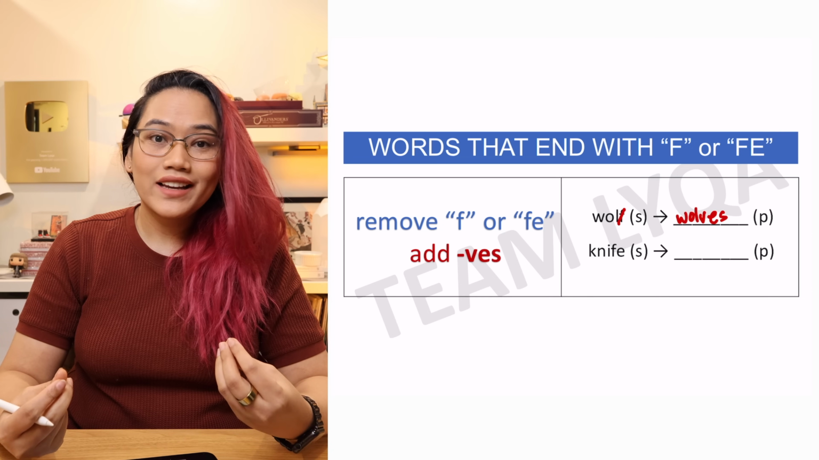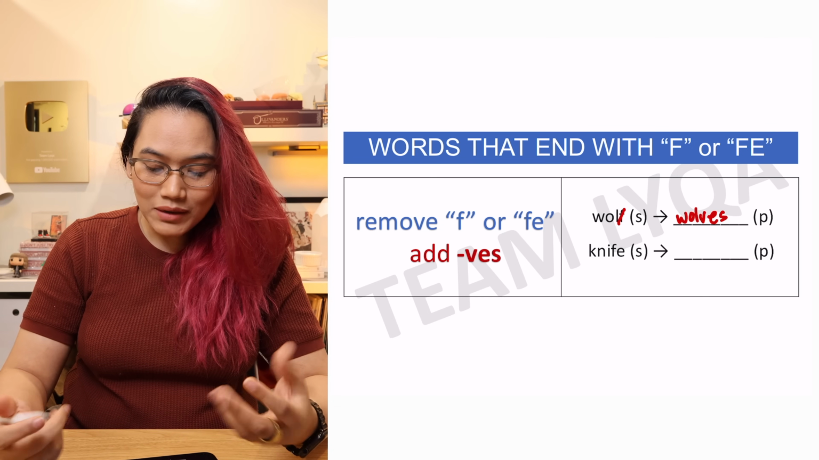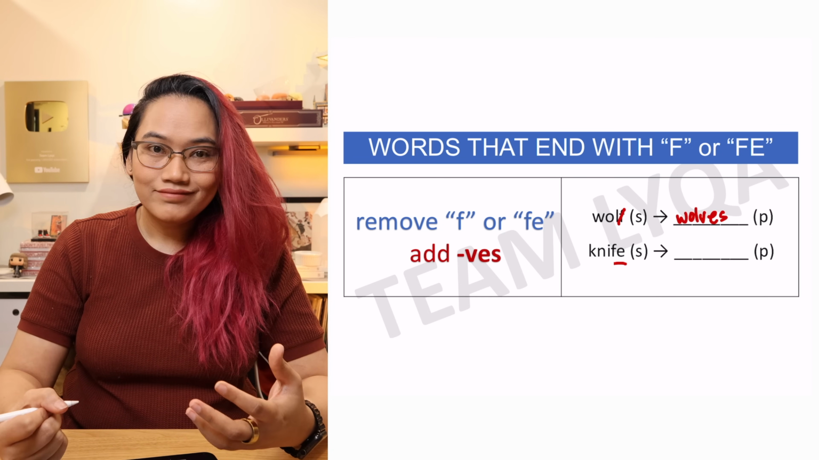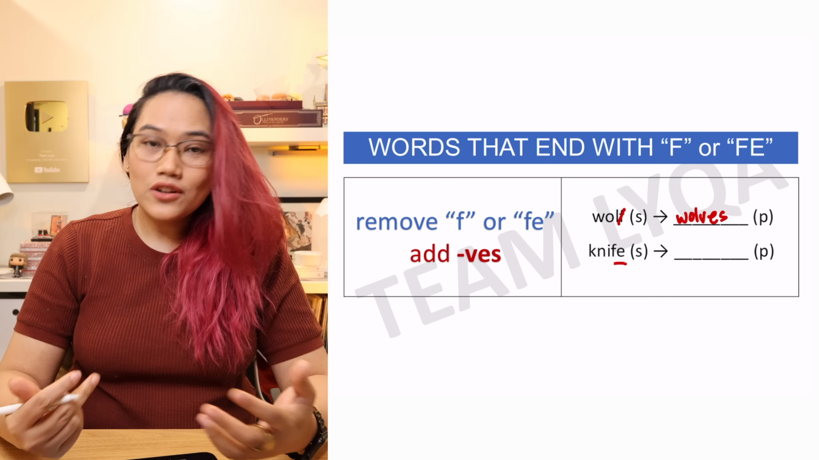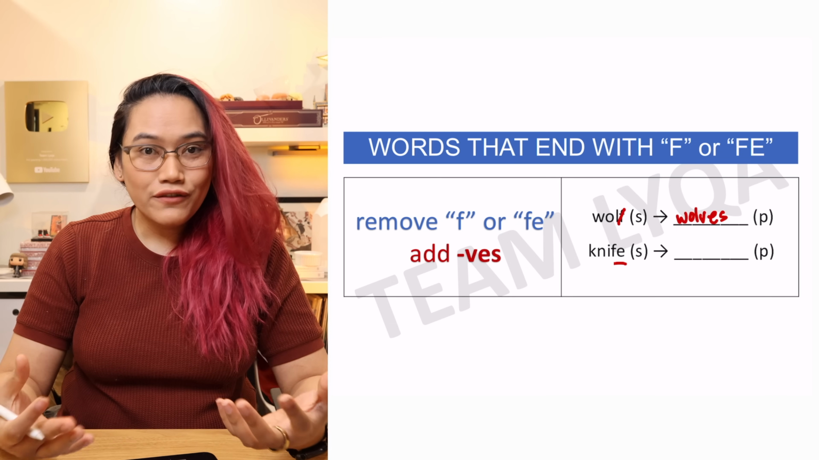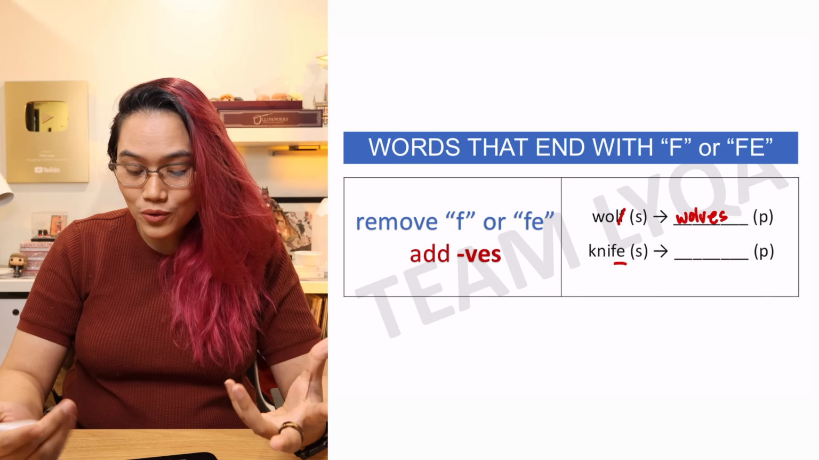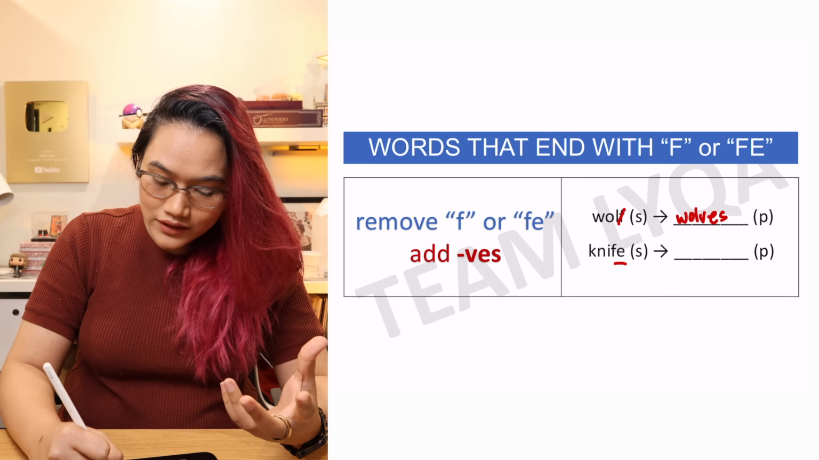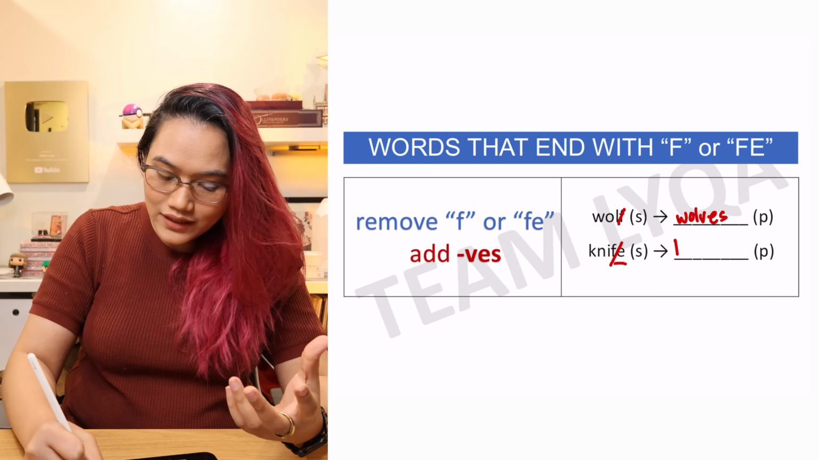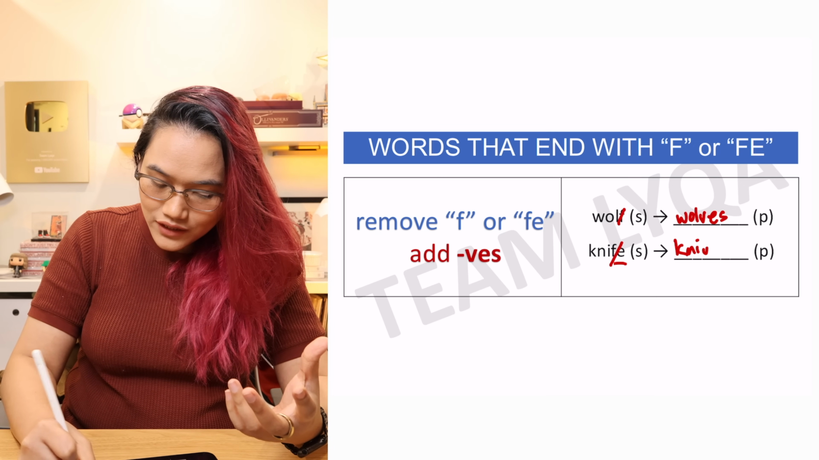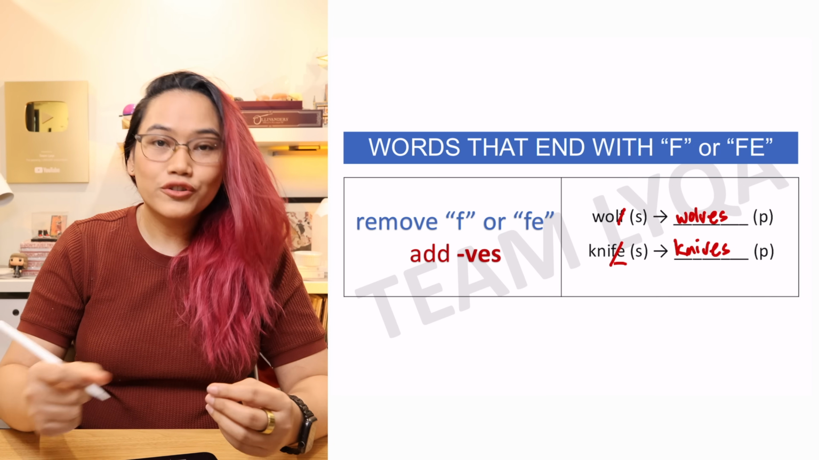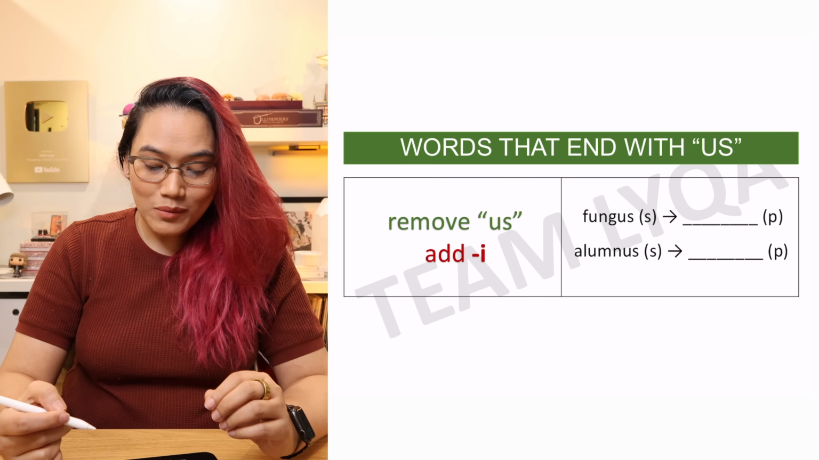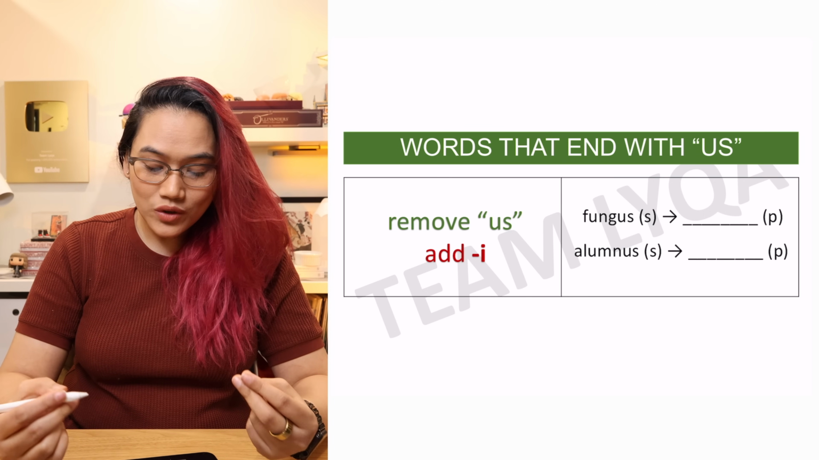Same thing with the word knife. This time, it ends with an FE. Hindi na lang F. Pero it's also pronounced as an F, knife. So we're just going to take this out and add VES for knives.